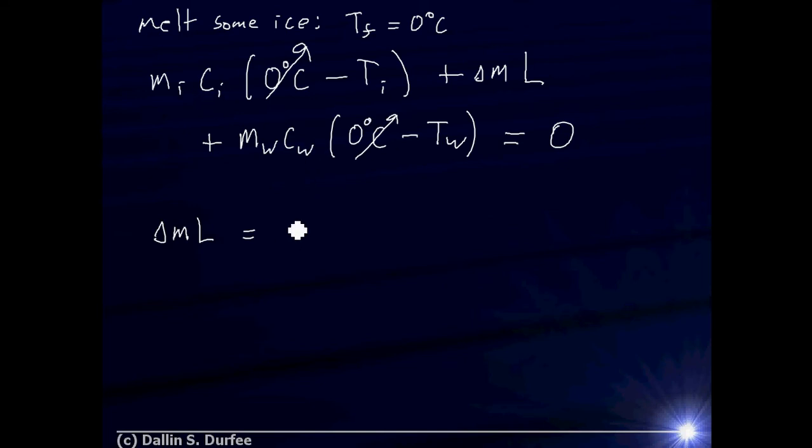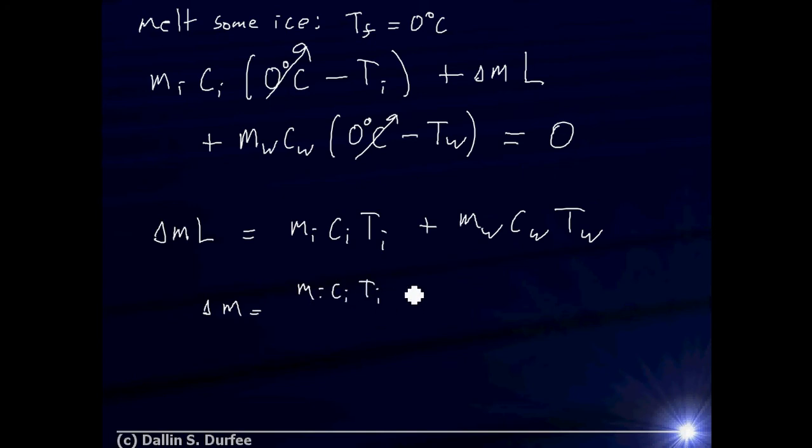And then what I have on the other side here is mass of the ice, specific heat of ice, initial temperature of ice, plus mass of the water, specific heat of the water, times the initial temperature of the water. I divide by L, and I get delta M is equal to mass of the ice, specific heat of ice, initial temperature of ice, plus mass of the water, specific heat of the water, temperature of the water, divided by the latent heat. Now, before I plug numbers in, I'm going to look at this and say, does this equation make sense? What does this equation really mean?